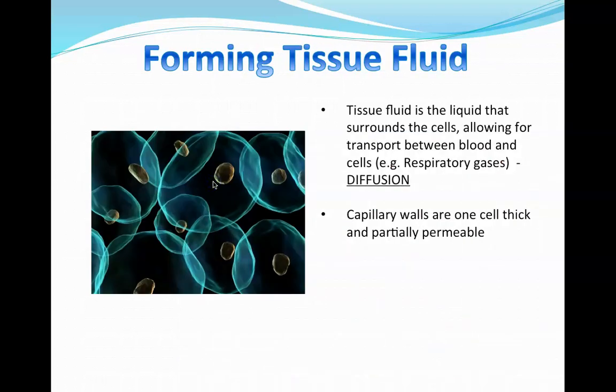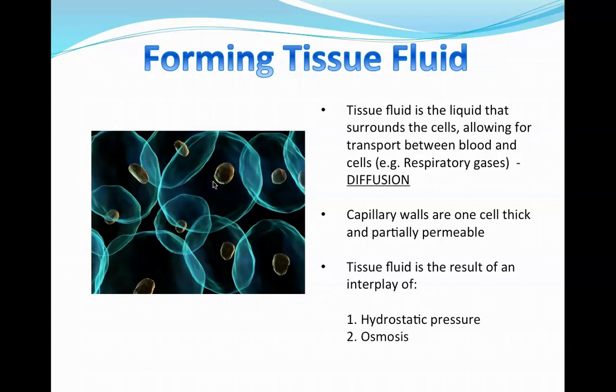Okay, so the first thing we need to go through is this forming of tissue fluid. So tissue fluid is the liquid that surrounds the cells, allowing for transportation between blood and cells, e.g. gaseous exchange and diffusion. Capillary walls are 1 cell thick, that we should know, and are partially permeable. So tissue fluid is a result of an interplay of hydrostatic pressure and osmosis. And we're going to go through hydrostatic pressure and osmosis now, because this is the important stuff, okay?